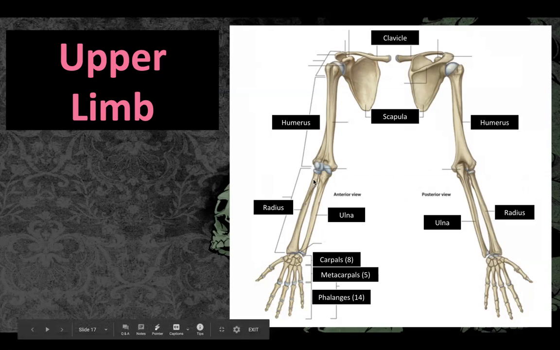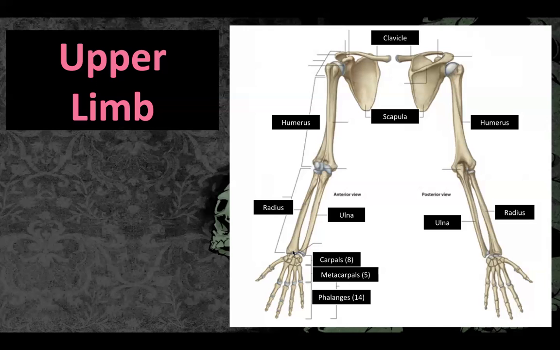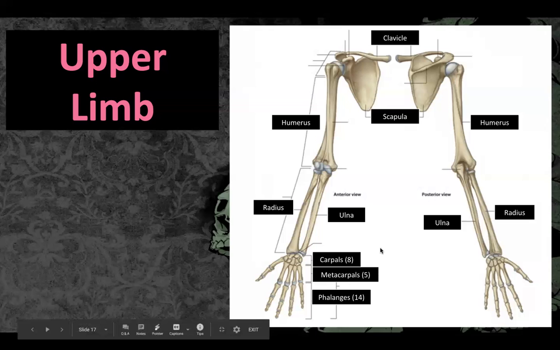So just a couple of things. The radius, as we can see here, makes up the bulk of the articulation down here with the wrist. And you can see how it runs alongside the thumb. Whereas the ulna, which makes up the majority of the joint up here at the elbow, is going to have a smaller role in the wrist joint down here, and it's going to run along the pinky side of the hand. Okay, so just a few things to keep in mind. There are 8 carpal bones in each hand, 5 metacarpals in each hand, and then 14 phalanges in each hand.